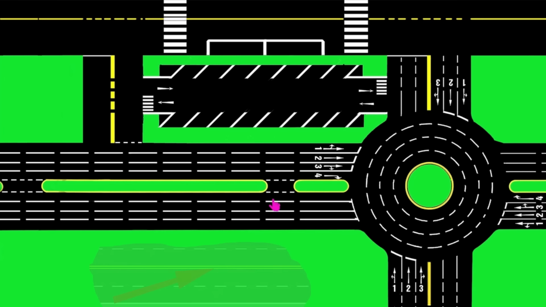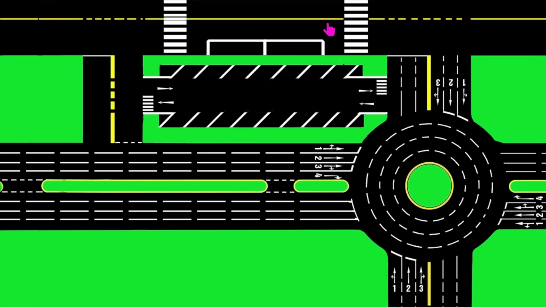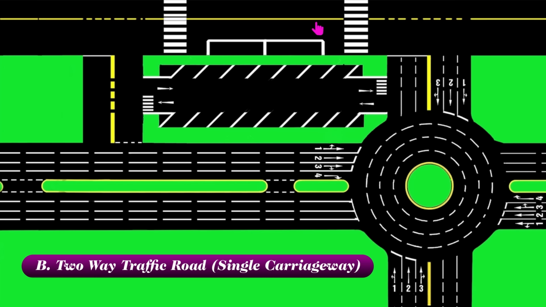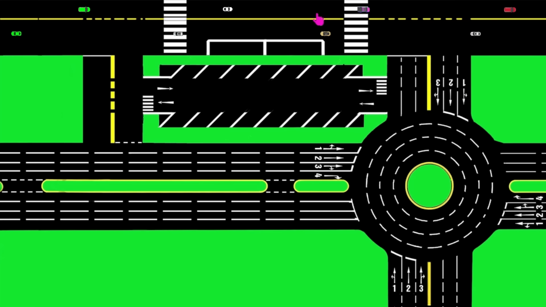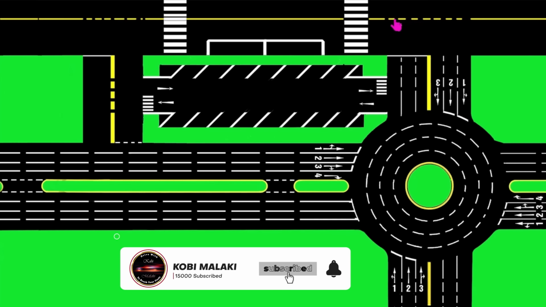A double yellow line depicts no changing of lanes, and it appears on a two-way traffic road with more than one lane, as shown below. Two-way traffic road, single carriageway. This is a road where vehicles move in opposite direction, and it's a road with a single continuous or broken yellow line at the center, dividing the road into two equal parts. The yellow continuous line means you stick to your side or no overtaking at all, while the yellow broken line means you can overtake if the road is clear.